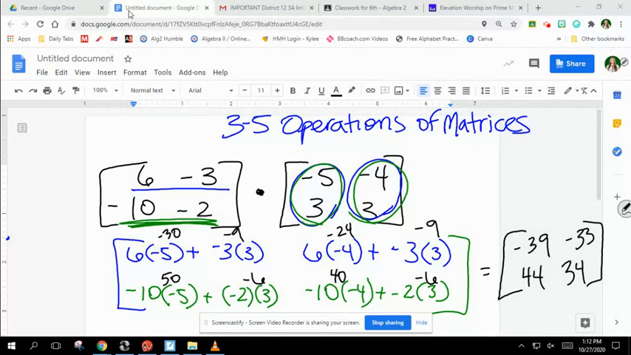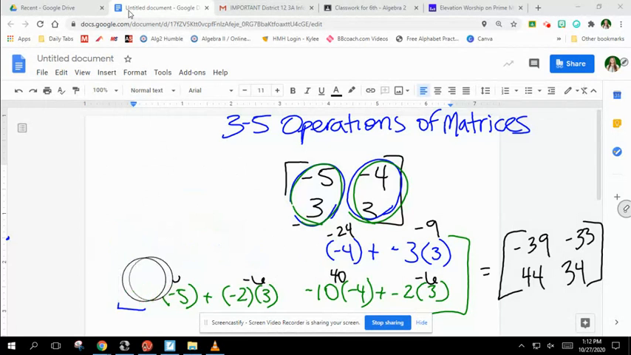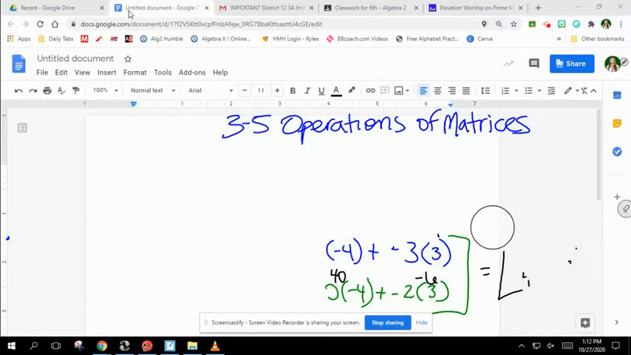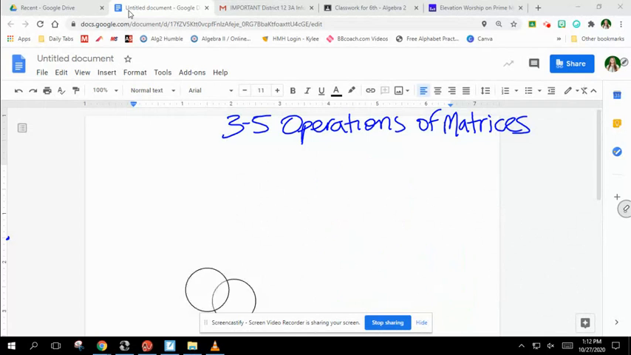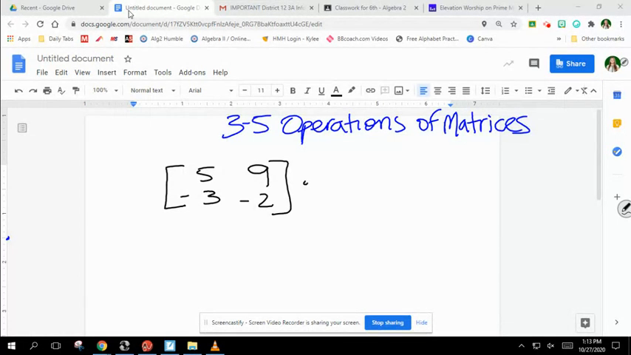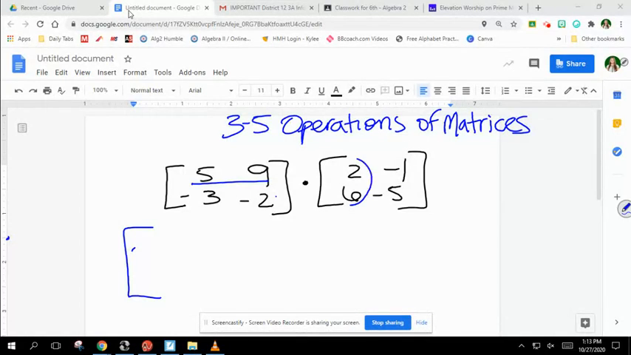And let's do one more and see if y'all can come up with it. Once you learn the pattern, it actually isn't hard, but you have to practice the pattern. 5 and negative 3, 9 and negative 2, times 2 and 6, and negative 1 and negative 5. Okay? Horizontal times vertical. So what would this first one be? 5 times 2, which is 10, plus 9 times 6. Okay? What would the top right be?